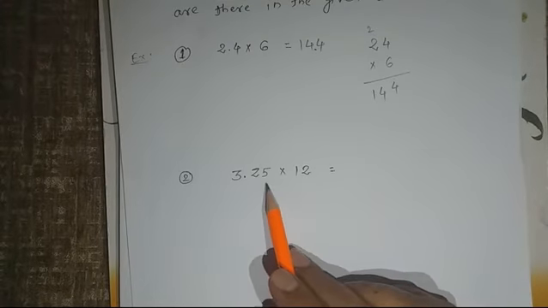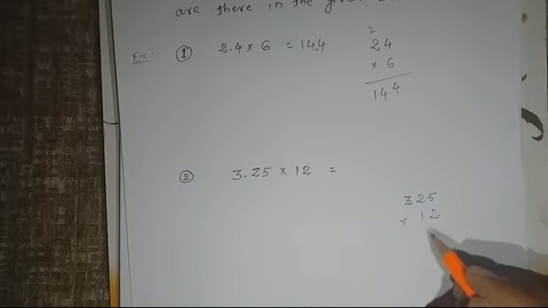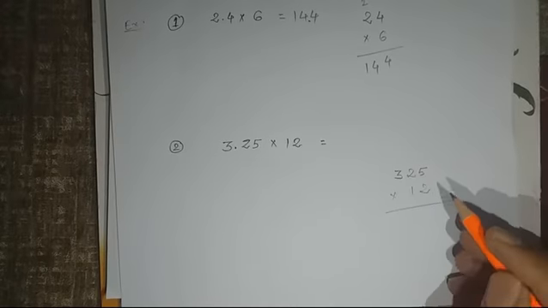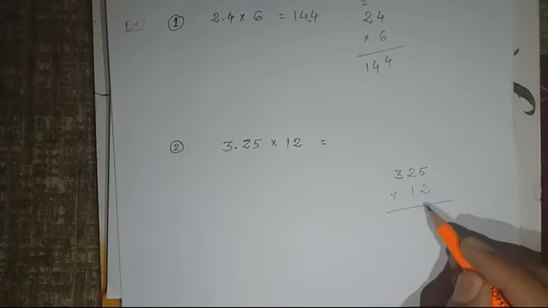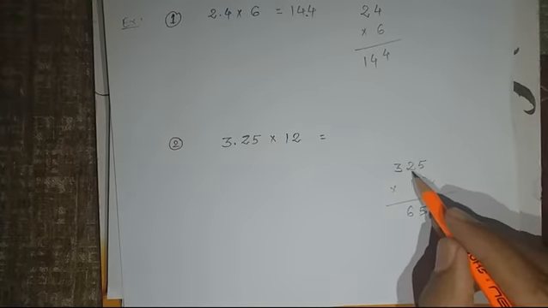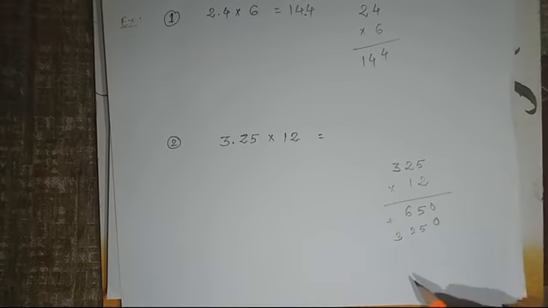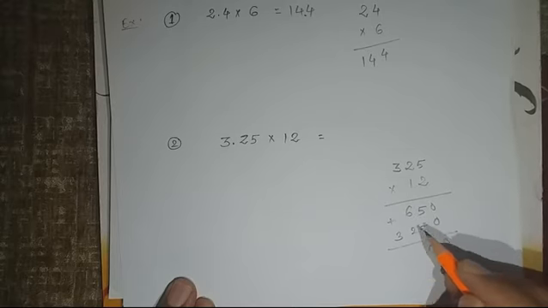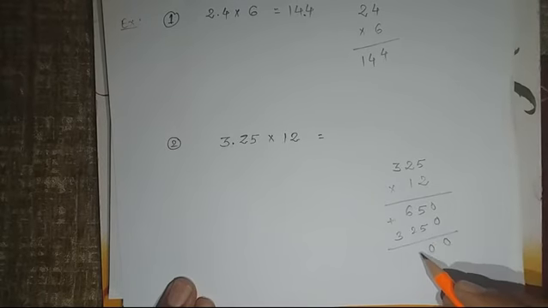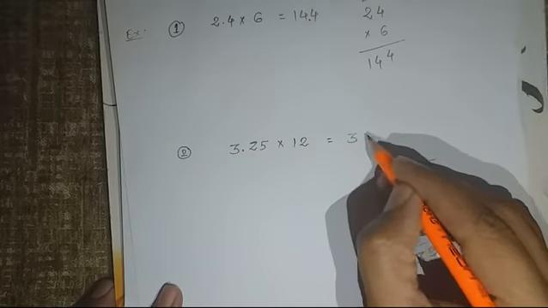3.25 multiplied by 12. So as per the first rule, we have to ignore the decimal point from the decimal number and multiply with the whole number as usual. Let's multiply 325 with 12. 325 multiplied by 2 is 650 and 325 multiplied by 1 is 325. So the product of these two numbers is 0, 0, carry 1, 6 plus 2, 8, 8 plus 1, 9, 3. So the product of 325 and 12 is 3900. So first I will write here 3900.